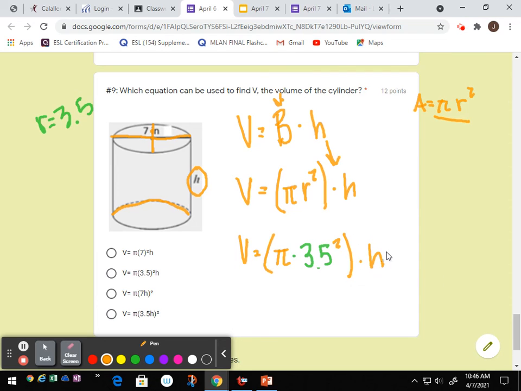We can't do much anymore because we don't know the height. So all we have to do is see which answer choice matches this right here, which we can see answer choice B matches what we just wrote.